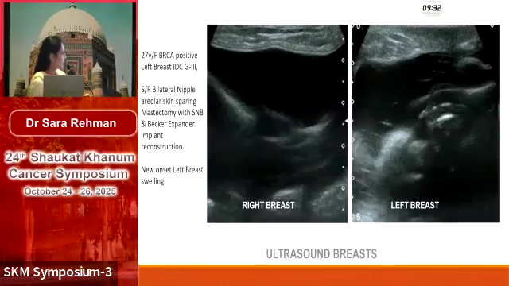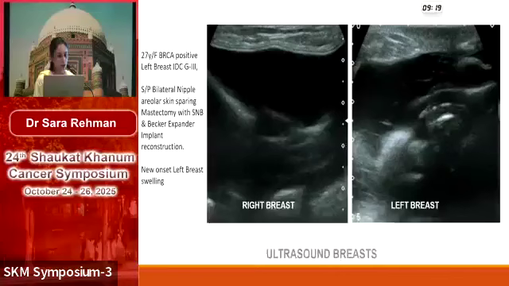So a case to illustrate the infection. This patient is a young patient, 27-year-old, BRCA positive, left breast cancer. She had bilateral mastectomy with Becker expander implant reconstruction. So, she presented with new onset left breast swelling. So this is the normal right breast. This is the outer silicon lumen with intact interface with the overlying skin. And this is the inner saline lumen, which is not yet inflated and shows folded appearance.